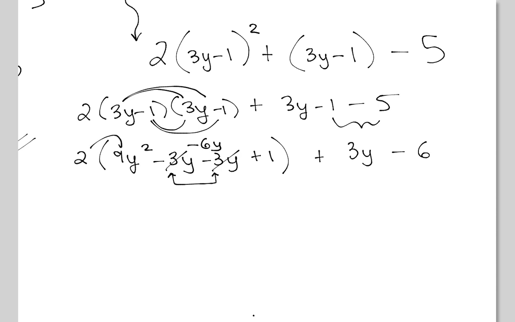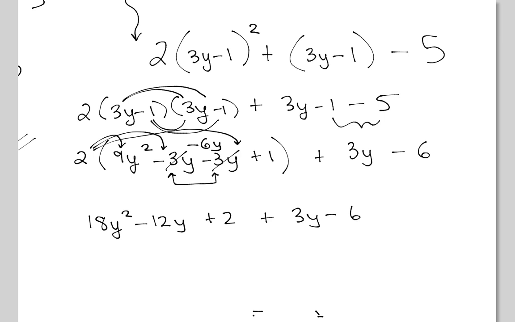So when we scale in this 2 onto each term, we'll have 18y squared minus 12y plus 2, and then plus the 3y minus 6 on the outside. So all I've done here is just doubled everything, because that's all it is. There's a 2 on the outside. It's just doubling each one. 9 goes to 18, 6 goes to 12, and 1 goes to 2.